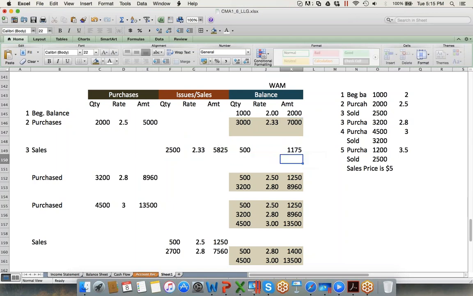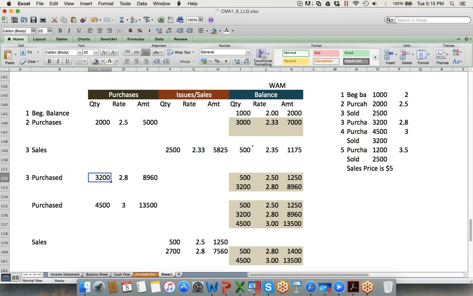Now what you can do is find out the price. You will get the same price. Only when you newly purchase with a higher rate or lower rate, you will find out a new price. Here you will see almost the same price, 2.35, because of the fractions. Fine. So 2,500 at the rate of 2.33, 5,825. Now 500 units left.